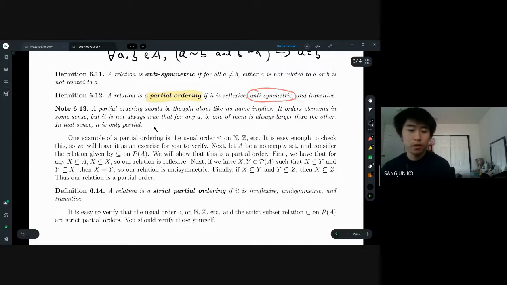So for all x in Z, x is less than or equal to x, because x is equal to x. So this is automatically true. Nothing too interesting going on there.